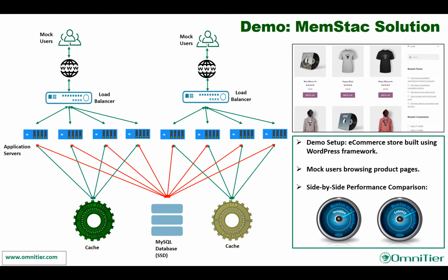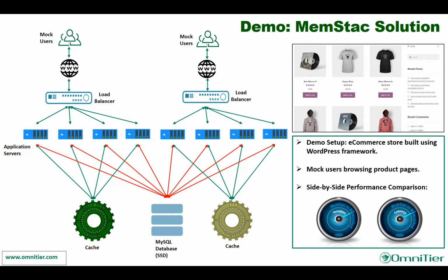The first proof point is a direct comparison of MemStac versus Memcached. For this demo, we have deployed 15 servers on the IBM cloud. Our applications are running an e-commerce store, which was generated using WordPress, and we've populated the store with hundreds of thousands of products that users can browse. On the front end, we have thousands of users logging into our system, going through a load balancer to distribute the load among our application servers. The application servers are then requesting the necessary data from the cache servers.